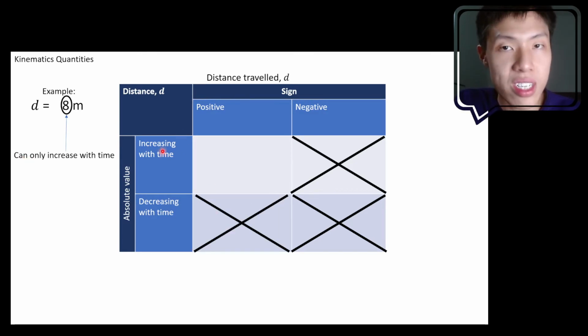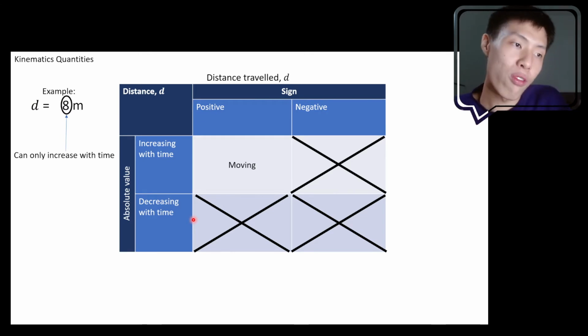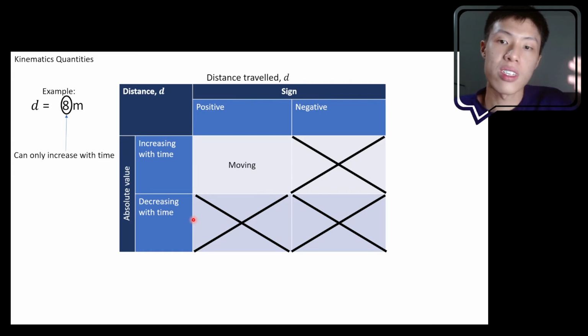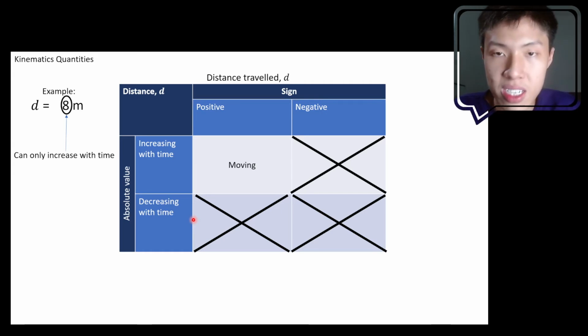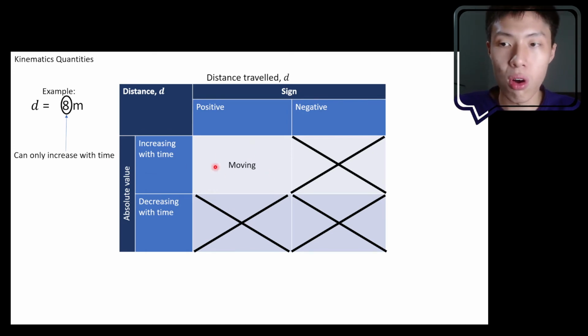But if it's increasing with time, what does it mean? It means you are moving. If the distance traveled remains constant with time, it means that you are not moving. So let's say you have walked for 8 meters. If the 8 meters continues to increase to 9, 10, 11, it means you're walking another 1 meter, 2 meters, 3 meters. But if your distance traveled is 8 meters and 5 seconds later it's also 8 meters, it means you are staying there, not moving. So increasing with time means the object or the person is moving.